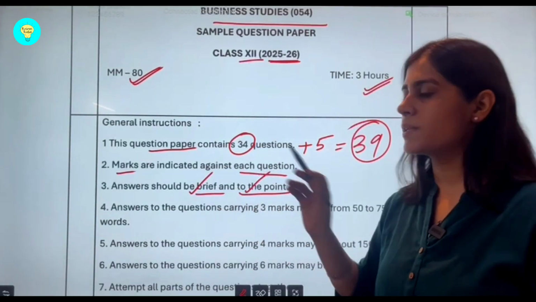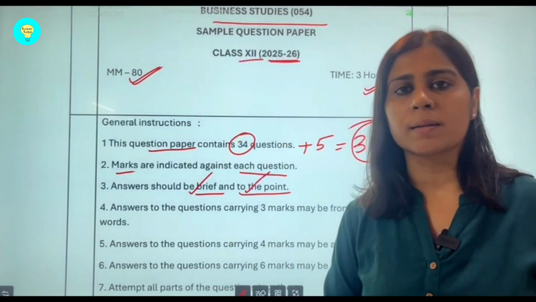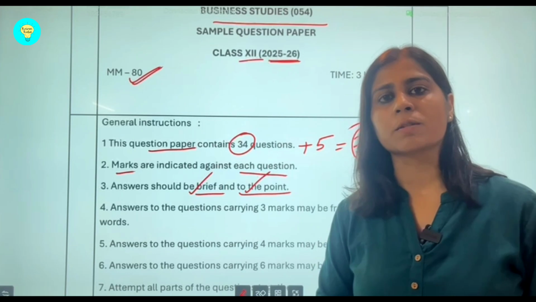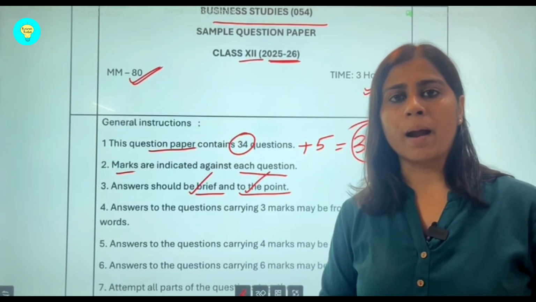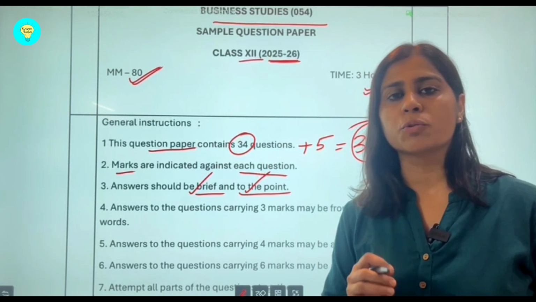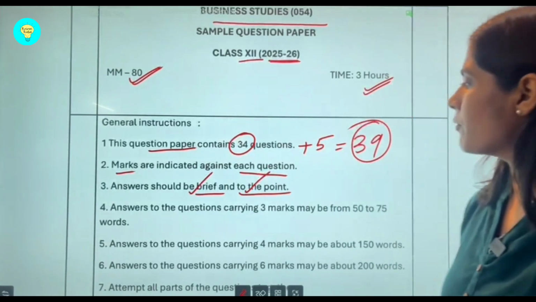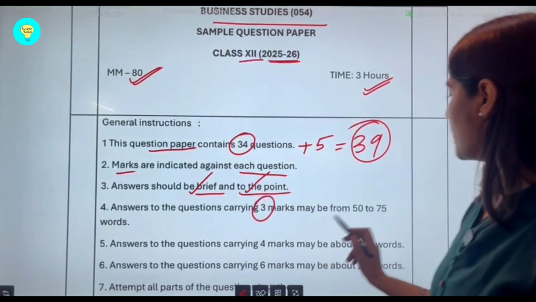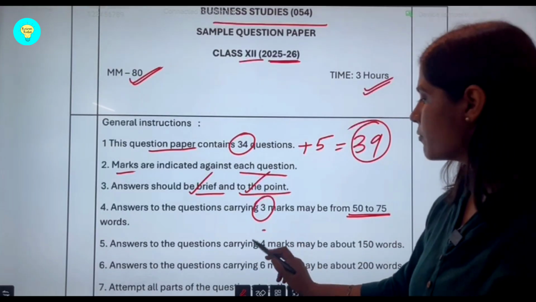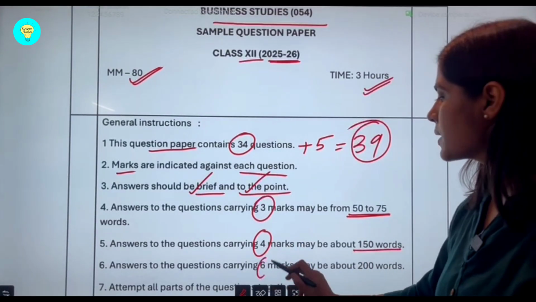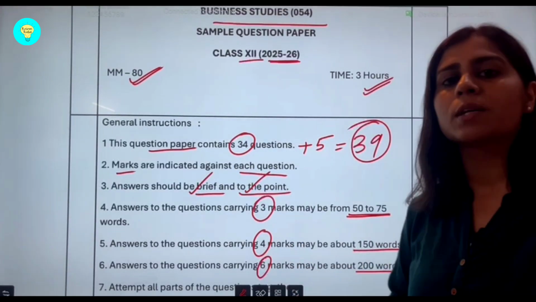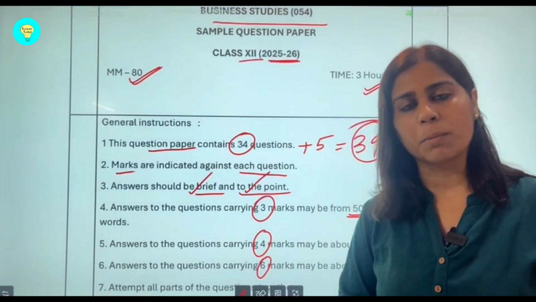This point every time CBSE specifically writes in their sample question paper. So students, you are supposed to stick to the word limit, and you have to be very, very brief and to the point, stating all the keywords in the given topic. Then we have answers for 3 markers have to be in 50 to 75 words, for 4 markers 150 words, and for 6 markers 200 words. There's no change as far as earlier sample paper is concerned.